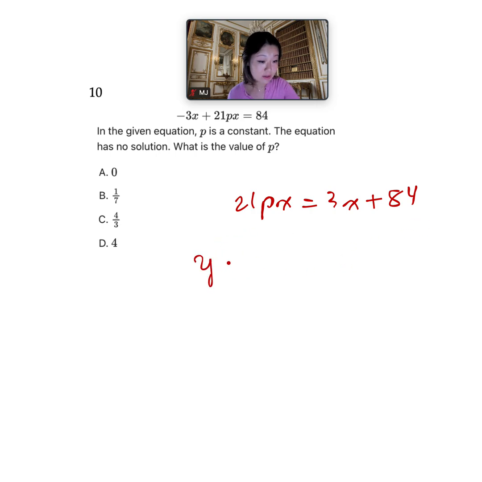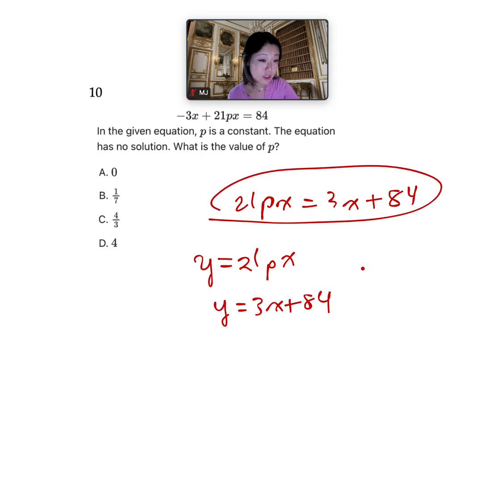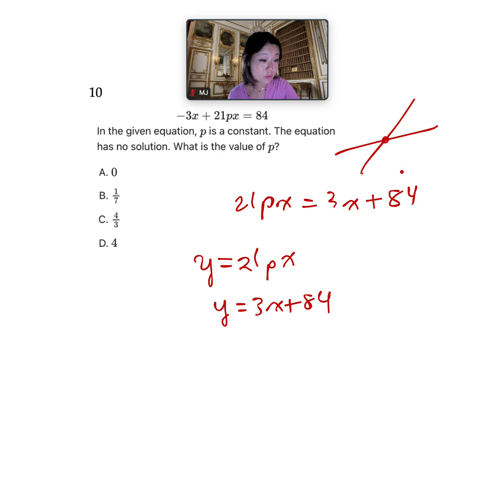If you rewrite the left side as 21px and the right side as 3x plus 84, when we set them equal to each other, what we're trying to do is find where they cross. In other words, where they have a solution. So how can we get two lines to not cross? Two straight lines, that is. If you said parallel lines, you would be correct. What is the characteristic that we know about parallel lines? They have the same slopes.